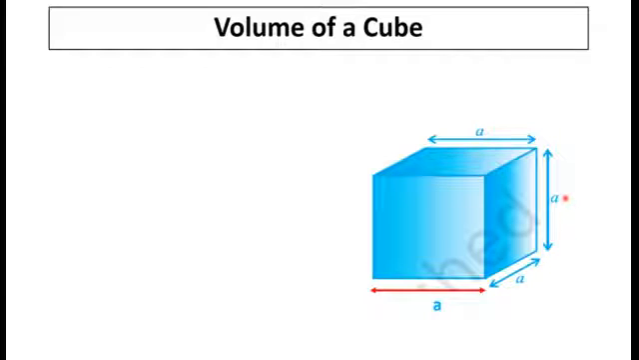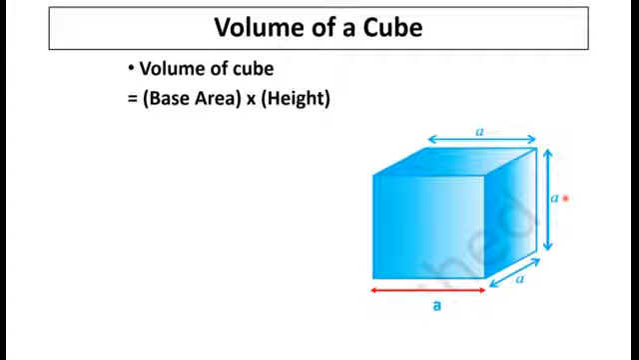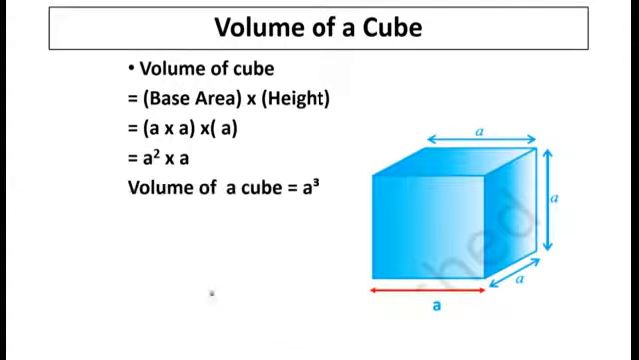So for this cube, the volume can be written as base area into height. But base area can be written as A into A, and height is A. So this becomes A square into A. So volume of a cube is given by A cube.